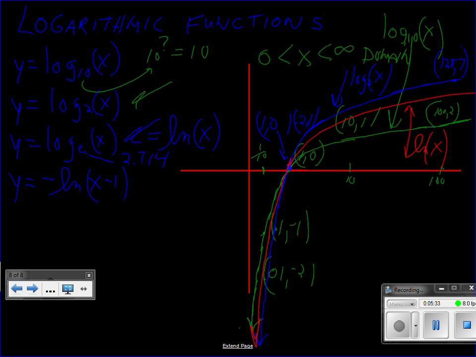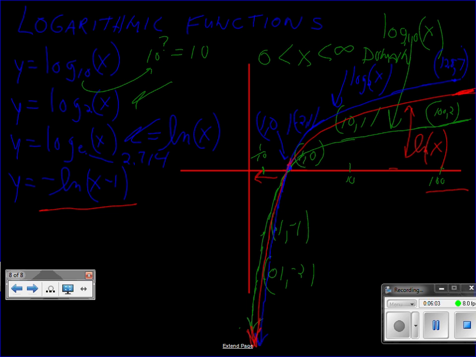Again, something you should know: as x gets closer and closer to 0 from the positive side, the function goes to negative infinity. We'll talk about limits. And it grows as x gets bigger and bigger, but very, very slowly. It goes to infinity. Now here we've got a translation and a reflection. See if we can do that. Do we have a color left?